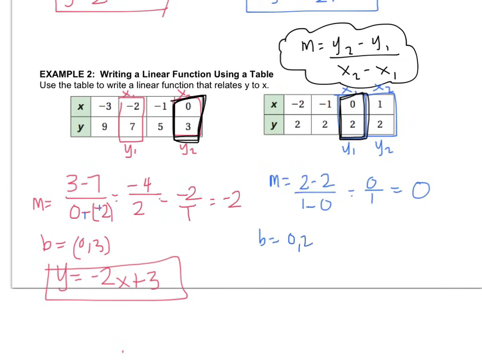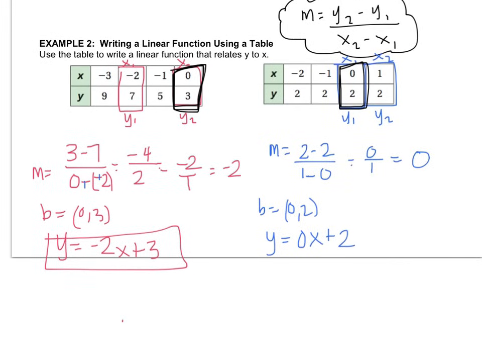So 0, 2. So y equals 0x plus 2. Do you remember back from chapter 4 how I encouraged you to write this? I encouraged you to write it as just y equals 2. But 0x plus 2 is fine, although most people don't write that. All right, let's move along.